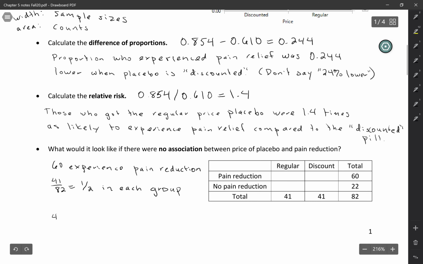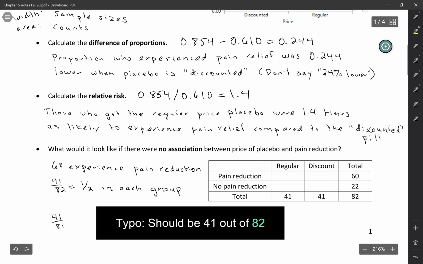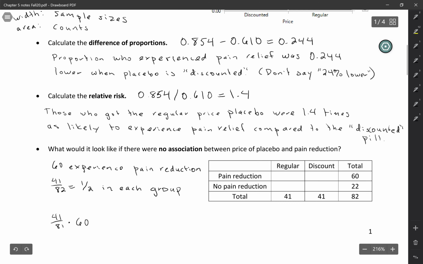So we would do half, which I'm going to write as 41 out of 82, you'll see why in a second, times 60, right? So that's going to give me 30 who were in the regular group and had their pain reduced. And I could do that for every single category. I can also just subtract from the totals. Later we'll learn that this table has 1 degree of freedom, because if you put in one value here, that's enough information to calculate the rest. So I can subtract and get these numbers.